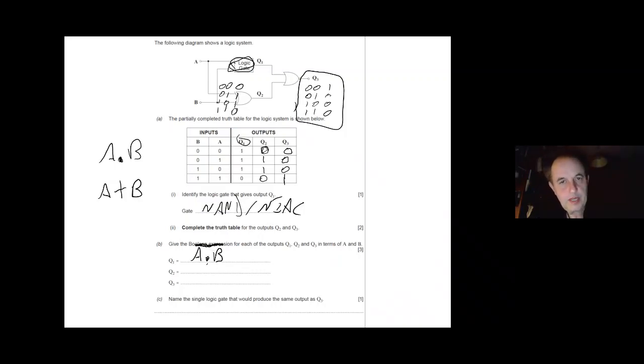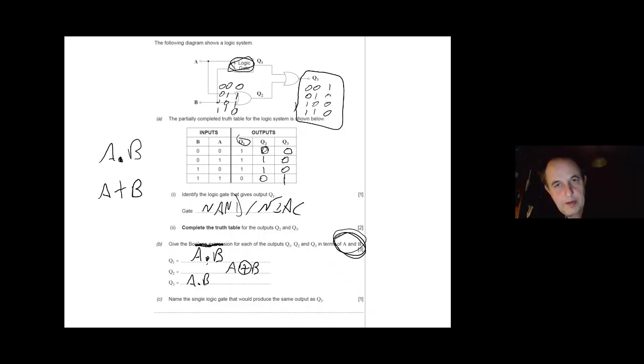So Q2, I've said is the XOR function, so A and B are going in. So I need to know how to draw an XOR. An OR function has got the plus sign, but the circle around it gives you the exclusive bit, which makes it special. That's the XOR. Then the Q3 one, right, now what does the question ask us, in terms of A and B.